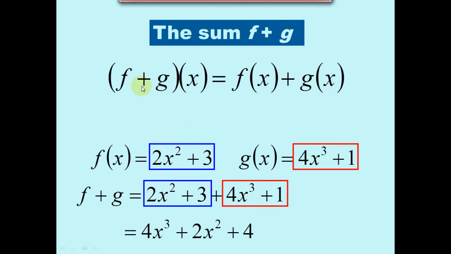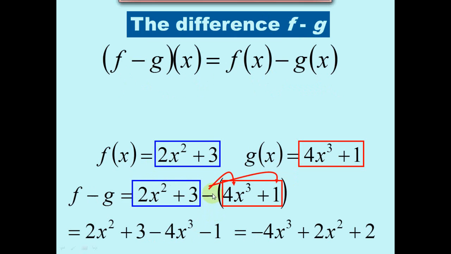So over here we have (f plus g) of x, and that notation, which can sometimes be confusing, simply means f of x plus g of x. It just says that when you're adding two functions, each of those functions is with respect to x. So over here, let's say we have f of x equals 2x squared plus 3, g of x is 4x cubed plus 1, and then you add the two together. f plus g is just simply adding this and this, and then when you add like terms, you get this right here. So it's not too bad so far.